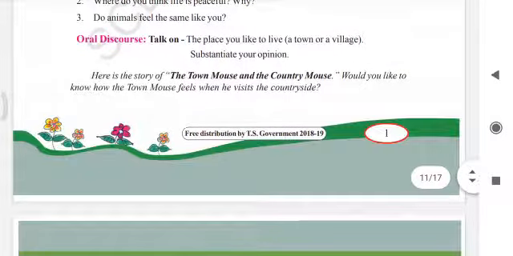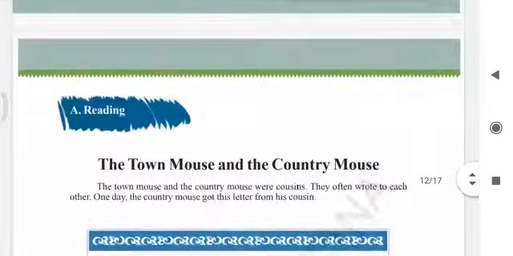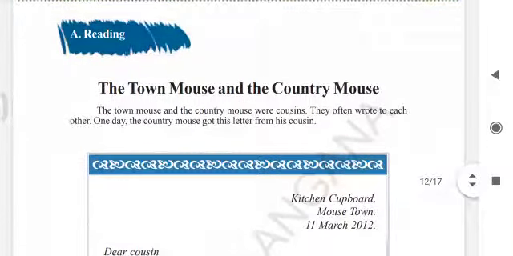Next, here we go. Here is a story of the town mouse and the country mouse. Would you like to know how the town mouse feels when he visits the countryside? Okay, so now we are starting the lesson here, dear. We have reading A. We can see the title, the town mouse and the country mouse.